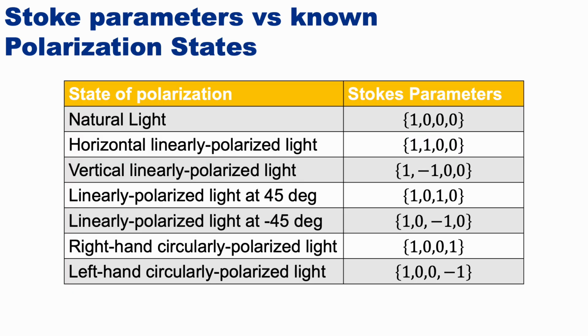Every time that you have a particular polarization state, you can define its corresponding Stokes parameters. And the Stokes parameters are uniquely defined for every polarization state. So here we provide a couple of examples of what the Stokes parameters are for horizontal or vertical linear polarization, or linear polarization of plus or minus 45 degrees, or circular polarization.